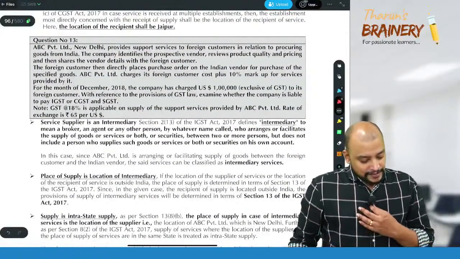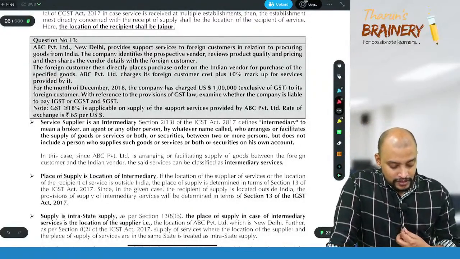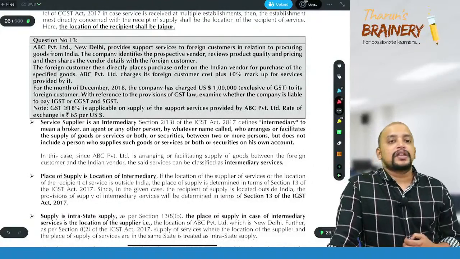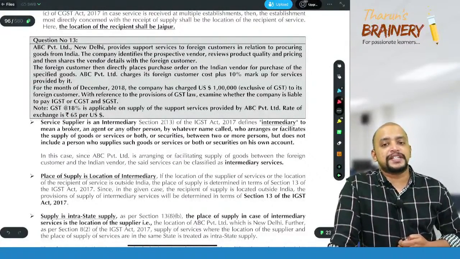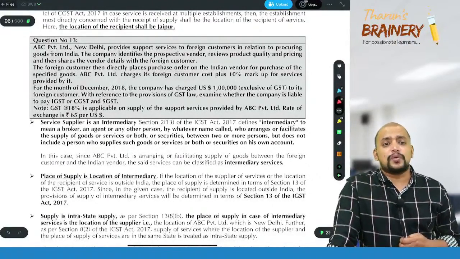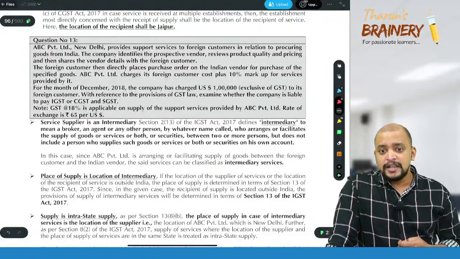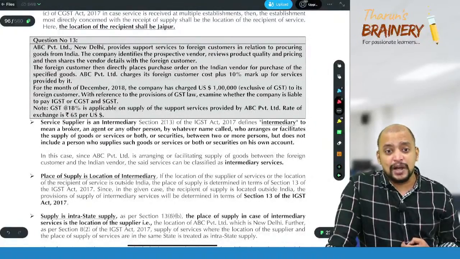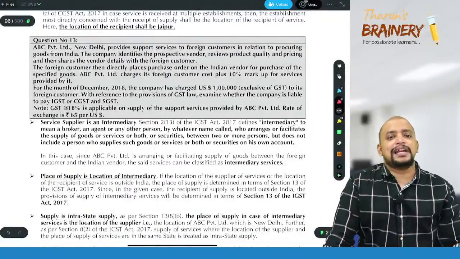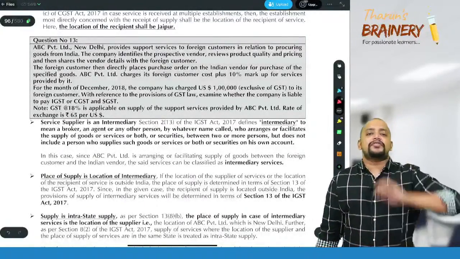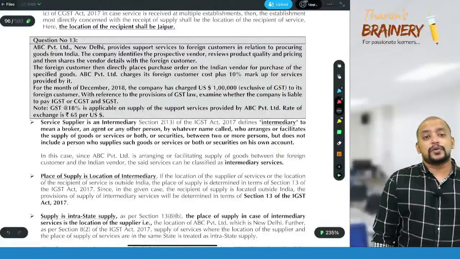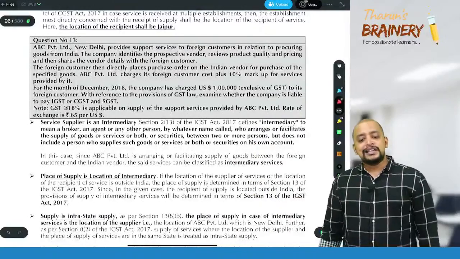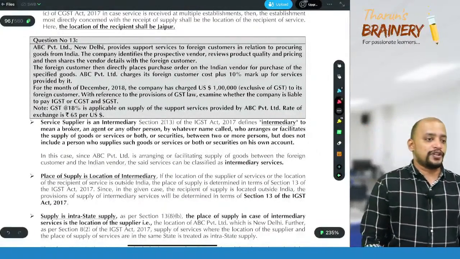And next, will it qualify for export of service? It will not qualify for export of service because the supplier is in India, the recipient is outside India, but the place of supply is India, so it will not qualify for export of service. In order to qualify for export of service, the place of supply should be outside India, so that's why it will not qualify for export of service.